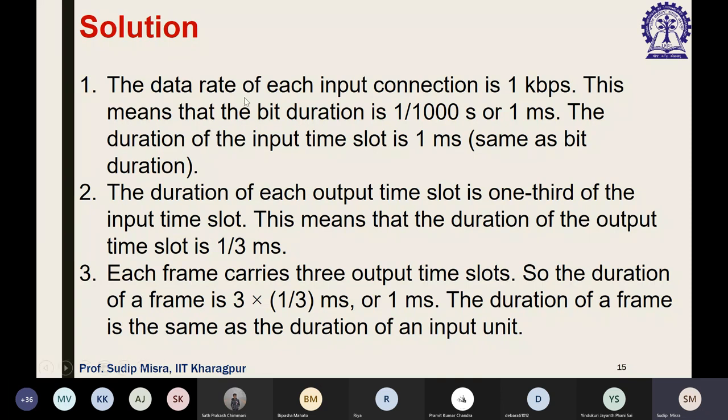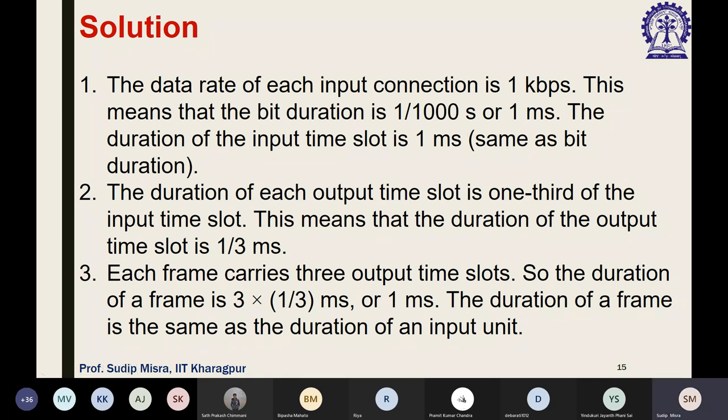So the data rate is given to be 1 kbps for each input, right? So that means the bit duration, the time for every bit, is going to be 1 by 1000 second, and 1 by 1000 is 1 millisecond. Clear? So this is how you get the duration of the input time slot to be 1 millisecond. So this is your bit duration.